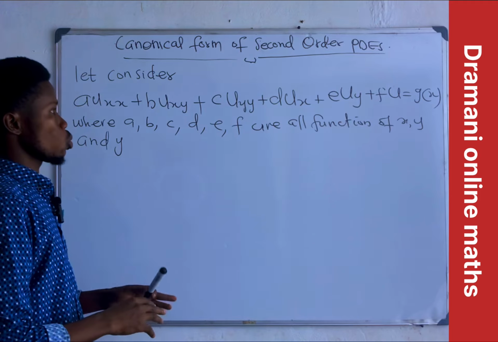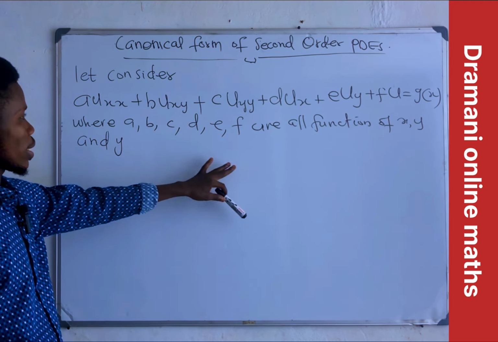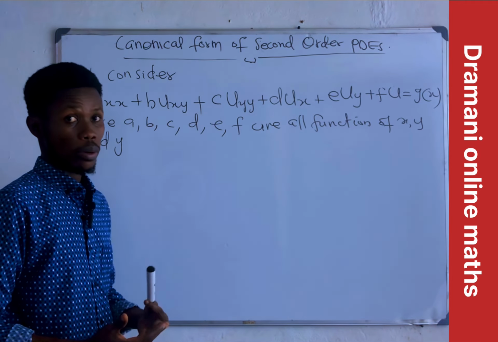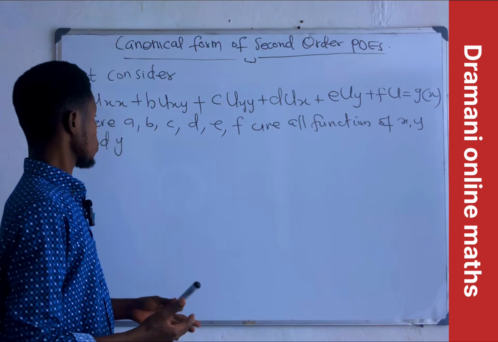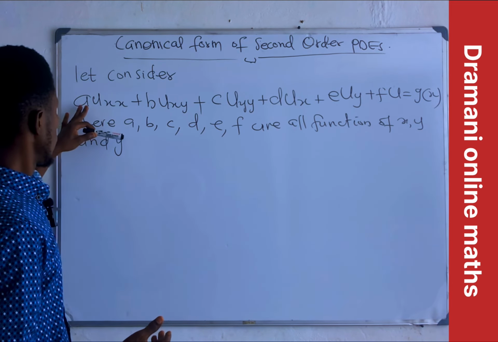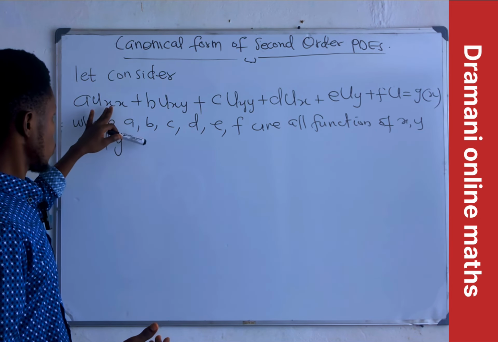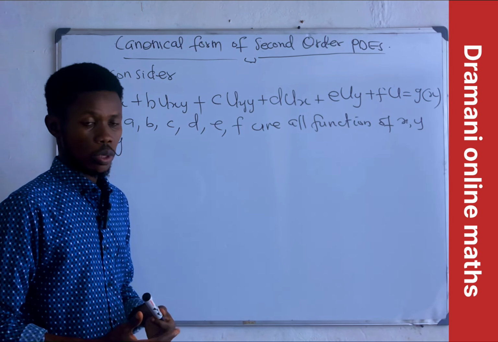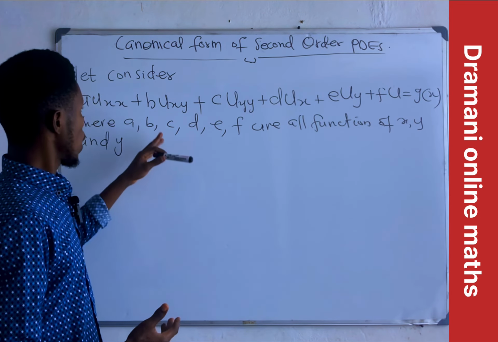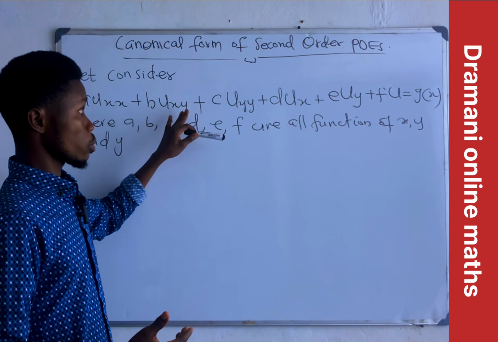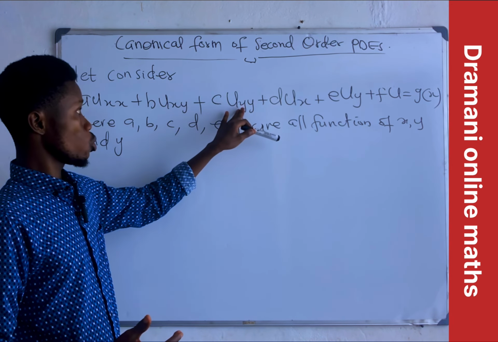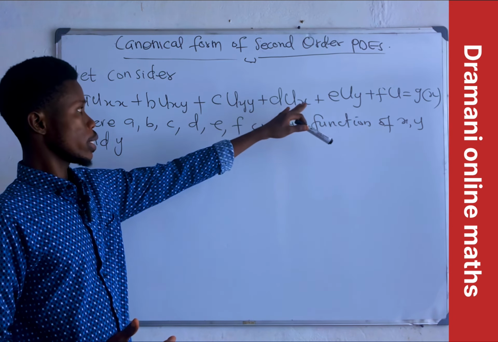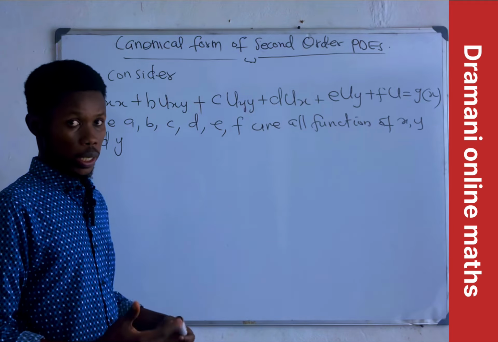Right. So, after getting this, the next thing that we are going to look at is very simple. This A, you know that is a coefficient of the u_xx. I already have explained that to you. And this B is also the coefficient of u_xy, and the C is the coefficient of u_yy. The D, E and F, they are not important here.